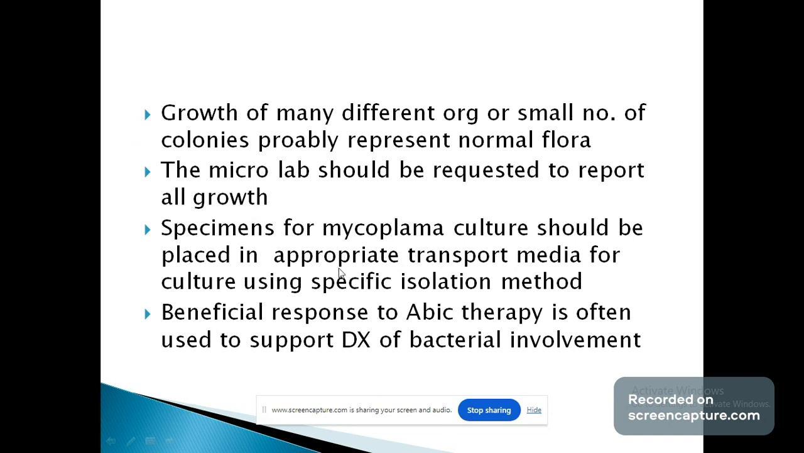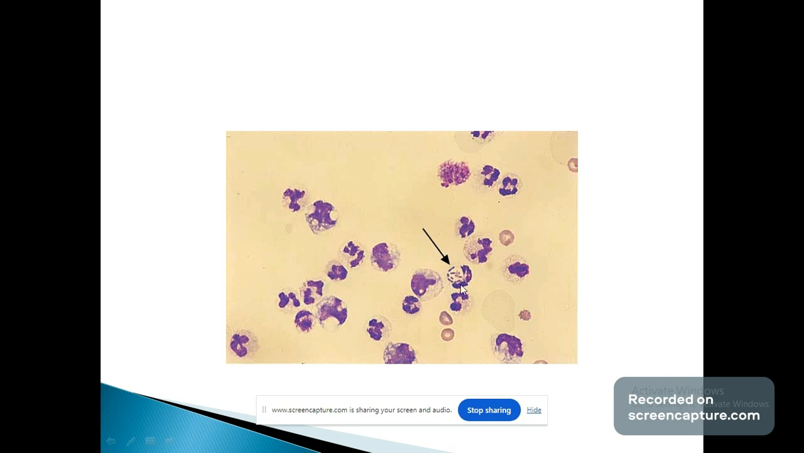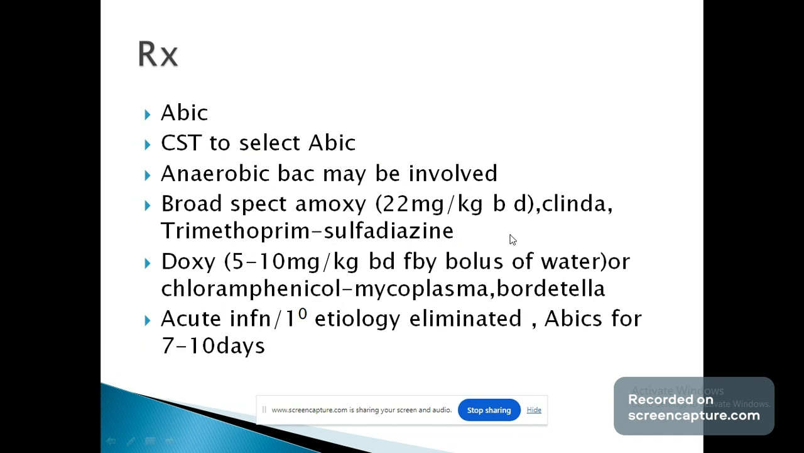If you suspect mycoplasma, then the sample should be placed in appropriate transport media for culture. If a beneficial response occurs to antibiotic, that is also supportive of your diagnosis of bacterial rhinitis. So this is a cytology of a nasal swab. You can see the neutrophils, different types of neutrophils, and you can see intracellular bacteria inside the neutrophil. These are the RBCs, red blood cells.